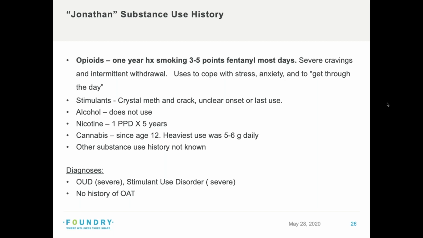In addition to the opioids, he also was using crystal meth and crack with unclear onset and last use, but the crystal meth was more significant than the crack. He doesn't use alcohol. He has been a smoker of a pack a day for 5 years and was pre-contemplative about that, and also frequently using cannabis since age 12, up to 5 or 6 grams daily. He wasn't able to provide us with more of a history beyond that. So his diagnoses for addictions were opioid use disorder severe and stimulant use disorder severe. I should have put cannabis use disorder, that should be added, but he had no history of being on OAT.